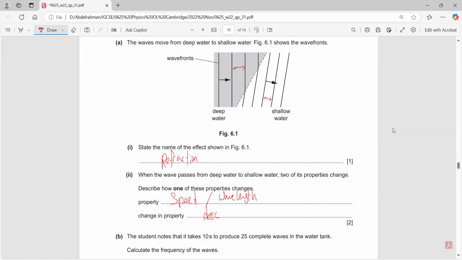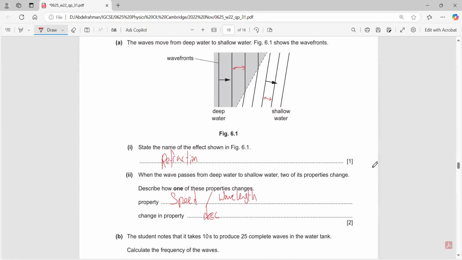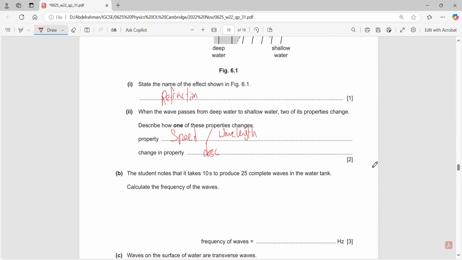What about the frequency? Can I say that the frequency changes? No, you cannot say that the frequency changes. The direction, yes, you can say the direction. But in this question, it would be a bit more difficult to say the direction. Sometimes, yes, you can say that the angle changes. The angle of refraction is less than the angle of incidence. Which is okay, but if you think about it, it's not a definitive property of the wave.